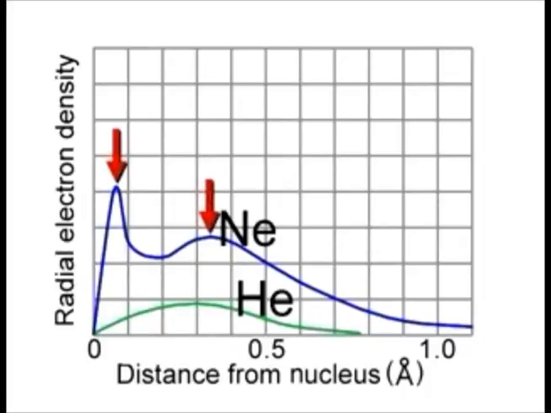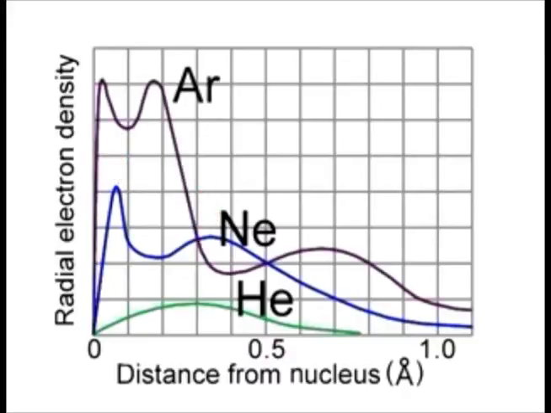The first maximum is due in large part to the 1s electrons, which are drawn in close to the nucleus. The second maximum is due largely to the electrons with principal quantum number equal to 2. With argon, there are 3 maxima.